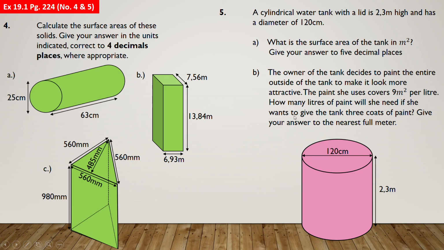And then they give you this question about this cylindrical water tank that you also have to calculate the surface area of, and you also have to calculate how much paint is needed to totally paint the whole thing twice, to the nearest full meter.